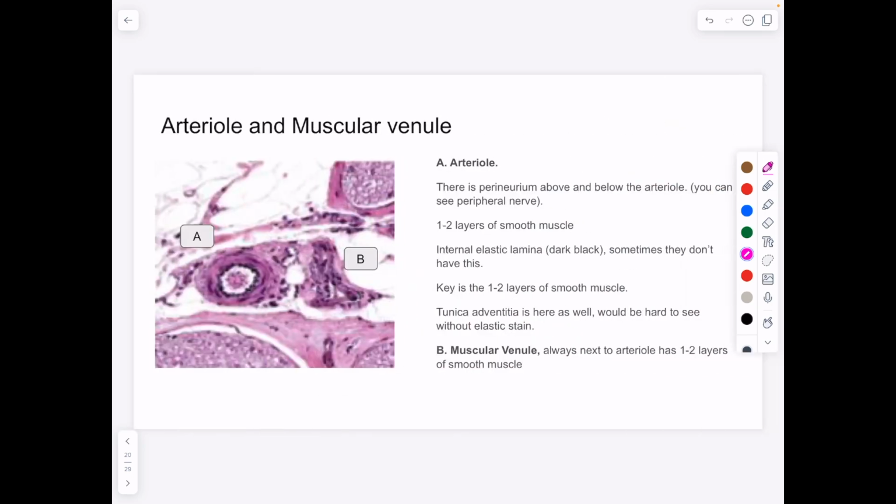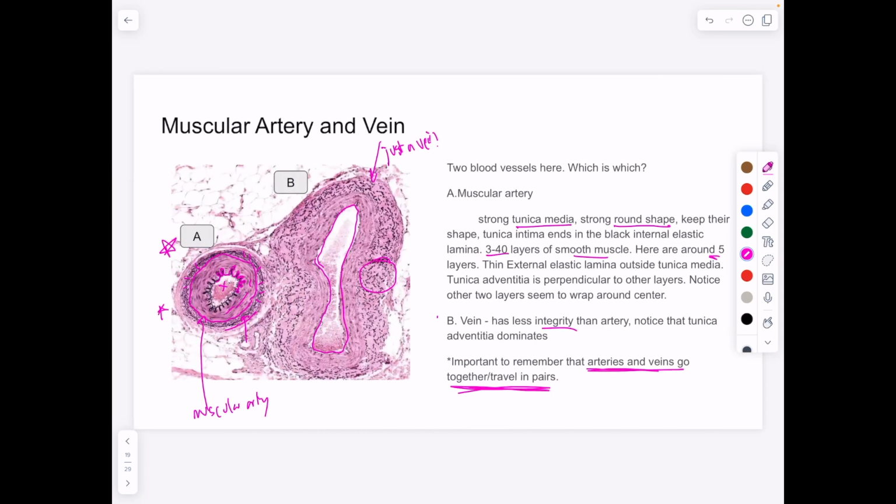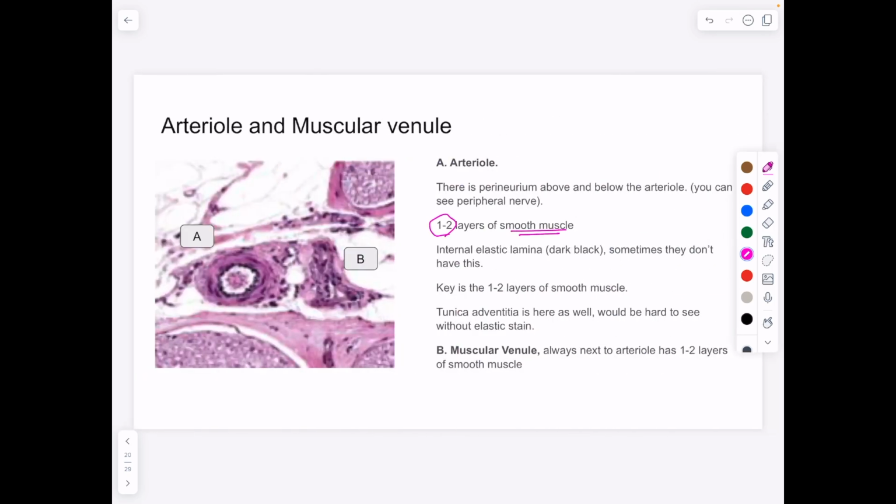All right, then we have our arteriole and a muscular venule, and the resolution on this is awful, but we know this is an arteriole because it does look a lot like the muscular artery, but there's only 1 to 2 layers of smooth muscle. So this tells us this is an arteriole. It does have the internal elastic lamina. You can see this black line, but sometimes they don't have this. Really, the key is that 1 to 2 layers of smooth muscle, which we can see here. There's also some tunica adventitia on the outside, but without an elastic stain, it would be harder to see. And then this one right here, very hard to tell at this resolution, is a muscular venule.